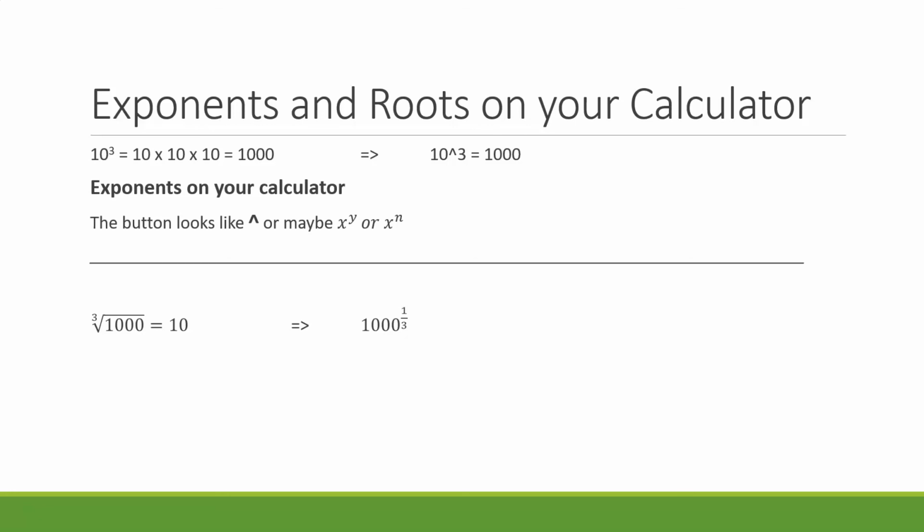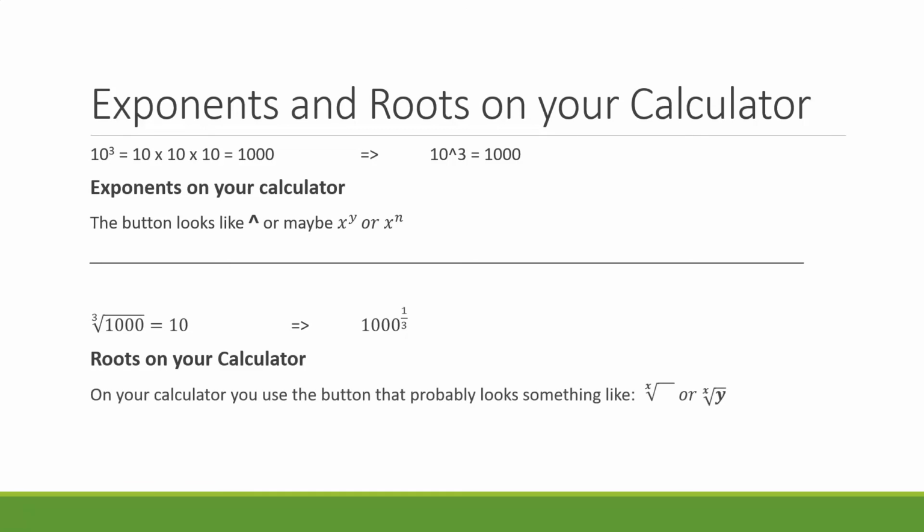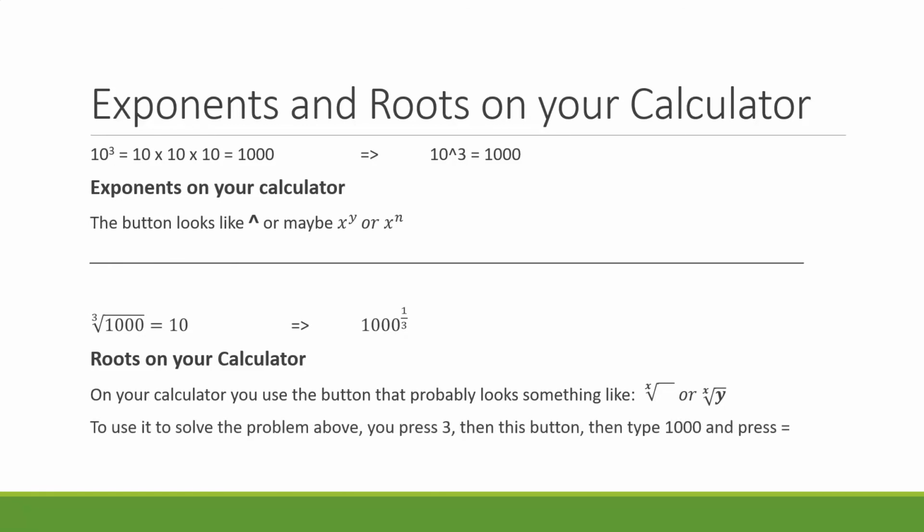Now when you're doing roots, such as the cube root of 1,000 equals 10, that starts to get a lot harder unless it's really obvious numbers like that. So to do roots on your calculator, you need to find a button that's going to help you out there. Typically it's going to look like an x with a radical symbol, or an x radical symbol and a y, or some combination of letters like that. To solve the problem above, you'd press the 3, then you'd press your button, then type 1,000 and press equals. The process may be slightly different on different calculators, so check out the manual or do some practicing with numbers where you know what the answer should be.